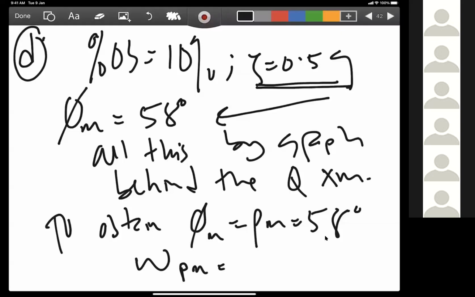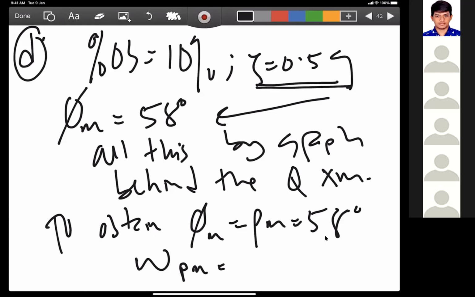So I repeat again. To obtain overshoot of 10% as given, you have to design the lag compensator. In the lag compensator, if overshoot 10% is given, then zeta is 0.59. How do I get that? From the graph given at the back of the questions. And from that zeta, we will get the phase margin of 58 degrees. So all this is by using the graph behind the exam questions.